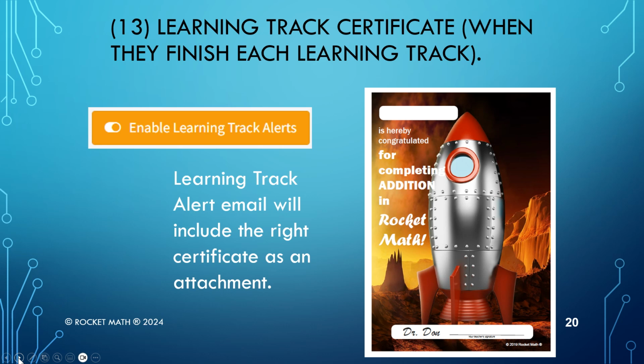Number 13 is to award a Learning Track certificate to your student when they have finished a whole learning track. You will get the appropriate certificate as an attachment to the Learning Track Alert email. That is, if you enabled the alert in Step 6. Print the Learning Track certificates out in color if you can, and sign them to award and post somewhere of honor. To make a bigger deal, save it for a ceremony with the whole family watching.